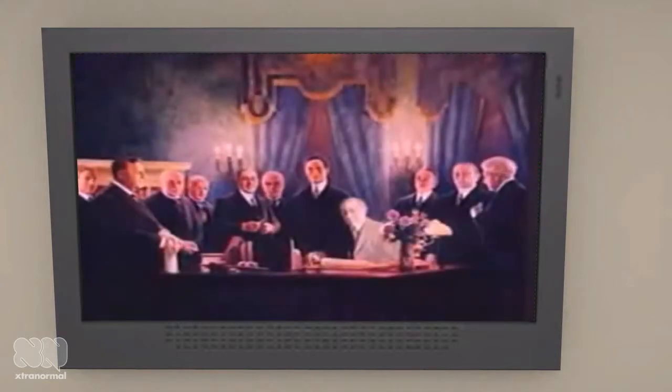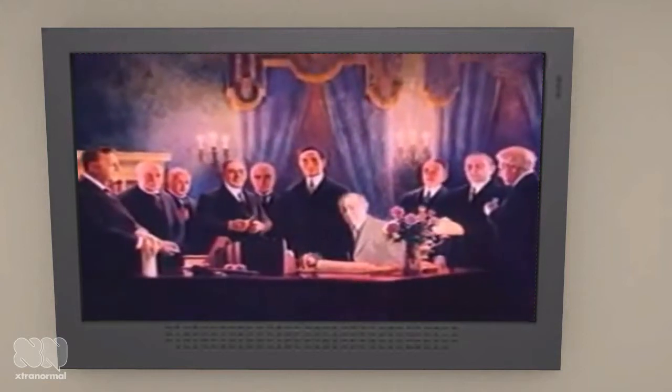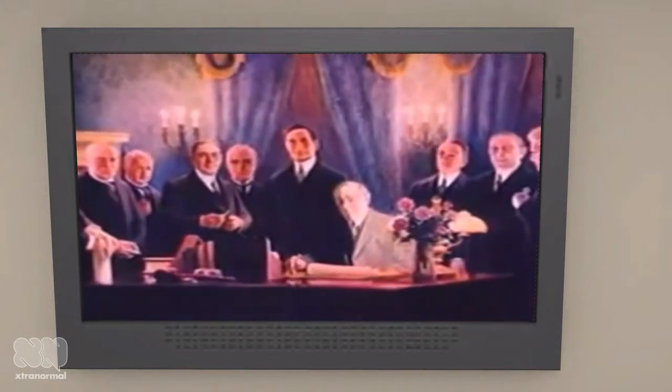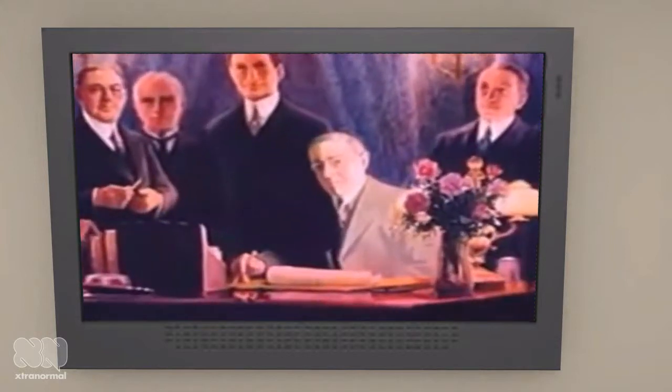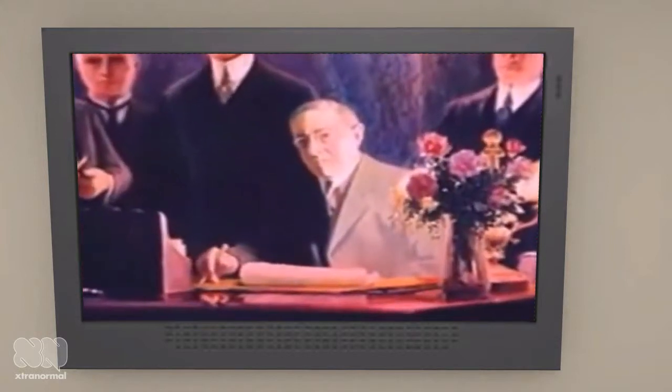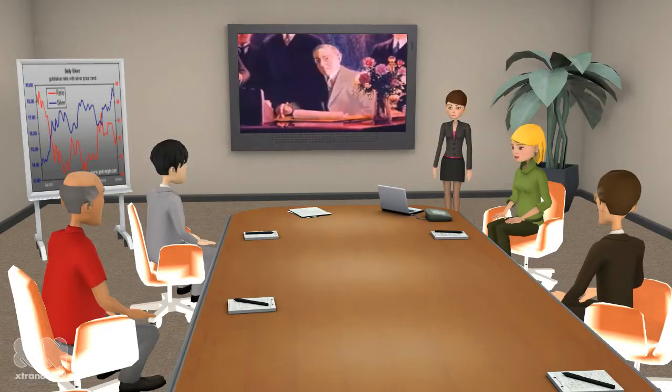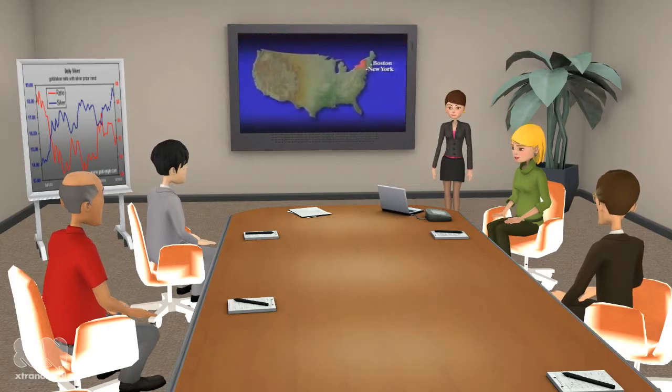Just before Christmas 1913, the Federal Reserve Act was passed by Congress and signed by President Wilson. It established a Federal Reserve System to oversee monetary policy and regulate the commercial banks. There are 12 regional reserve banks concentrated in the East and the Midwest. The Board of Governors of the Federal Reserve controls and coordinates their activities.